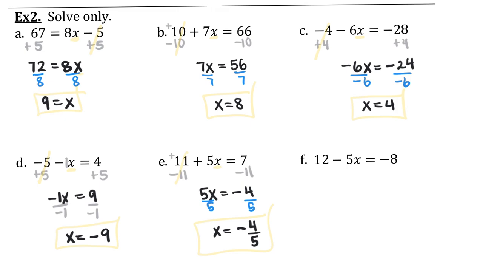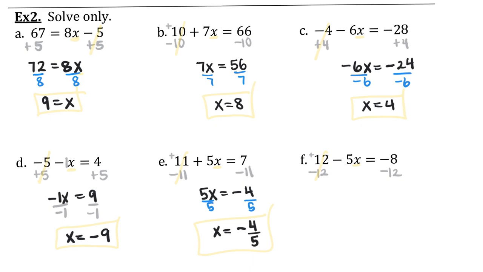Okay, I have 12 minus 5x. I'm only looking at these two numbers to decide what to cancel. I'm going to cancel the 12 first. Be careful. Think about whether the 12 is positive or negative. Since there's nothing to the left of it, this counts as a positive 12. Minus 12. Minus 12.